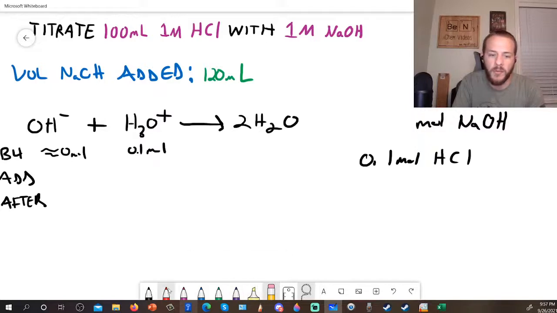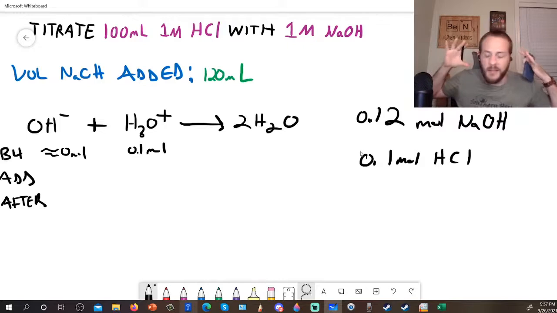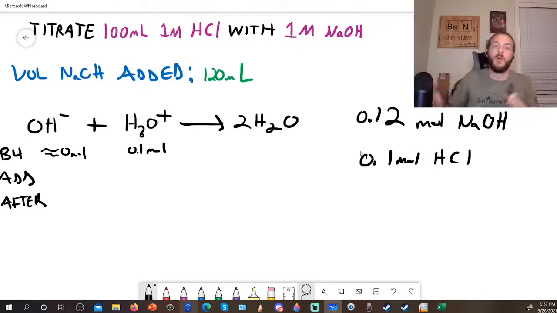That equates to how many moles of sodium hydroxide, right? 120 milliliters, 1 molar. That ends up being what? 120 divided by 1,000, so that's 0.12 moles of sodium hydroxide. And again, if this seems like I'm going too fast, just either tell me to slow down or just kind of rewind back earlier in the video where I did these calculations more thoroughly.